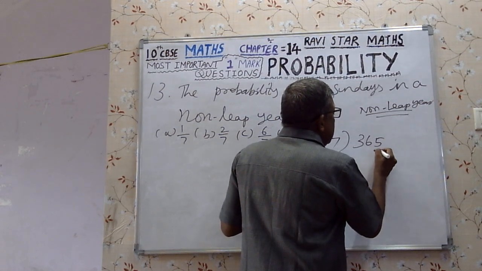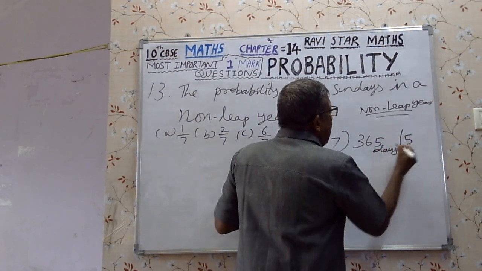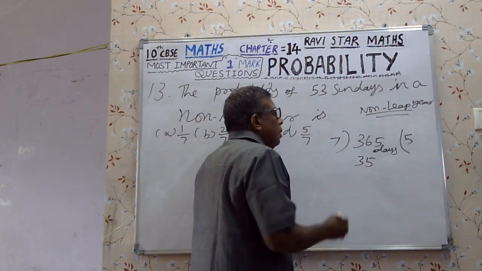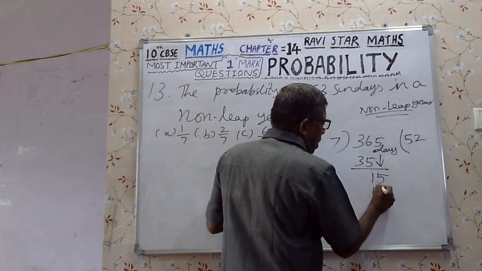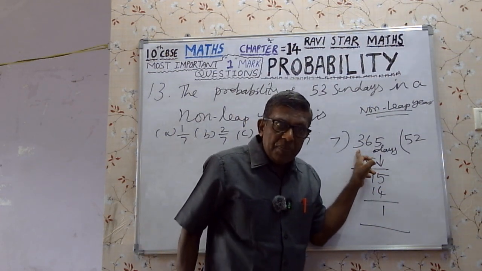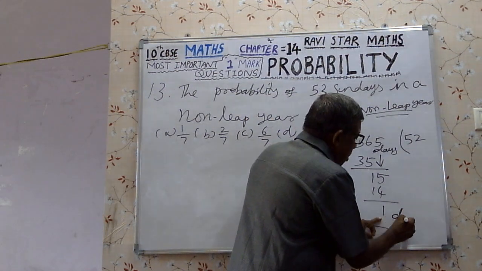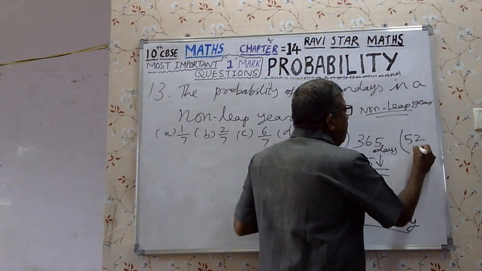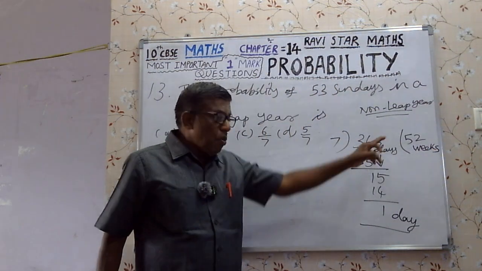This is 365 days. Dividing by 7 table. 7 5s are 35. Next I am taking 5. 7 2s are 14. Remainder 1. I took 365 days divided by 7. I am getting a remainder of 1 day. And how many weeks? 52 weeks are there.